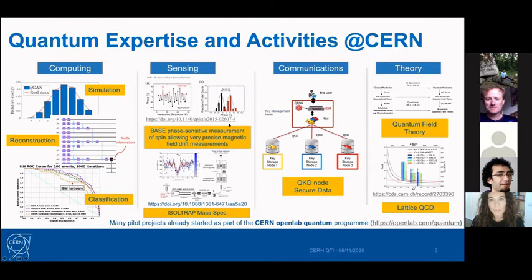Quantum communications is another field we are interested in. A quantum key distribution node is actually installed at CERN. We are developing a set of use cases to test not only quantum communications, but also techniques related to, for example, encryption and in general, secure data processing and analysis.